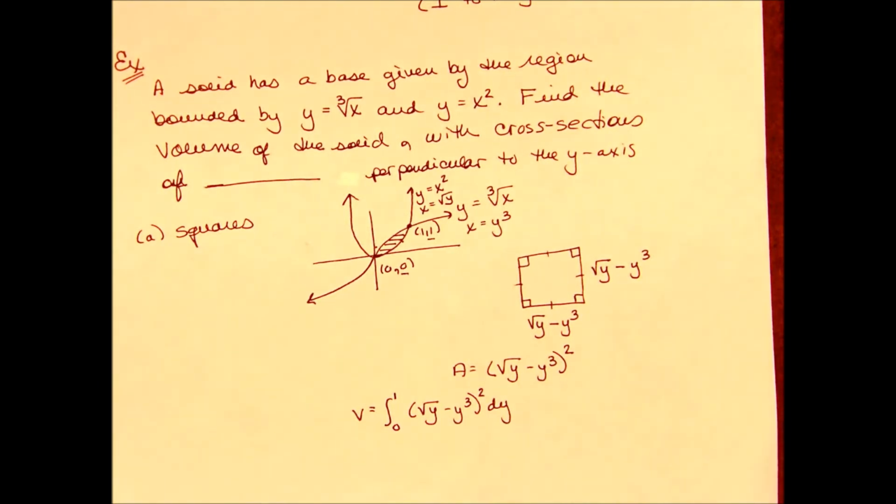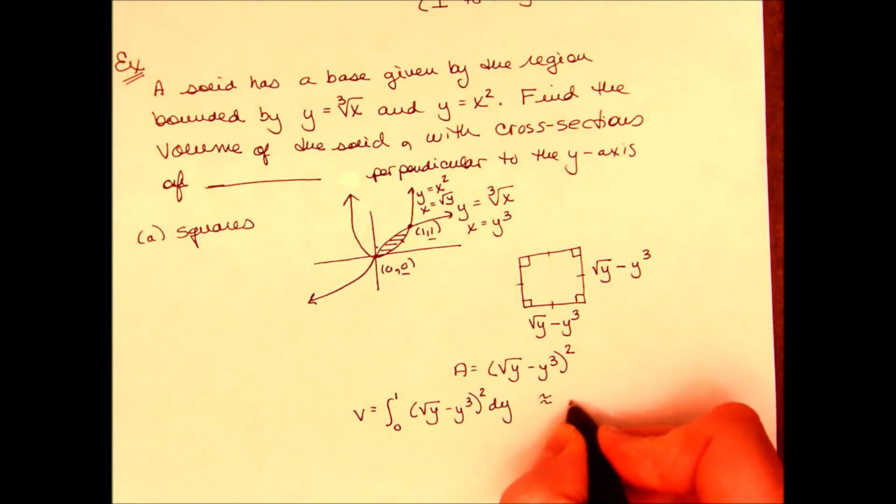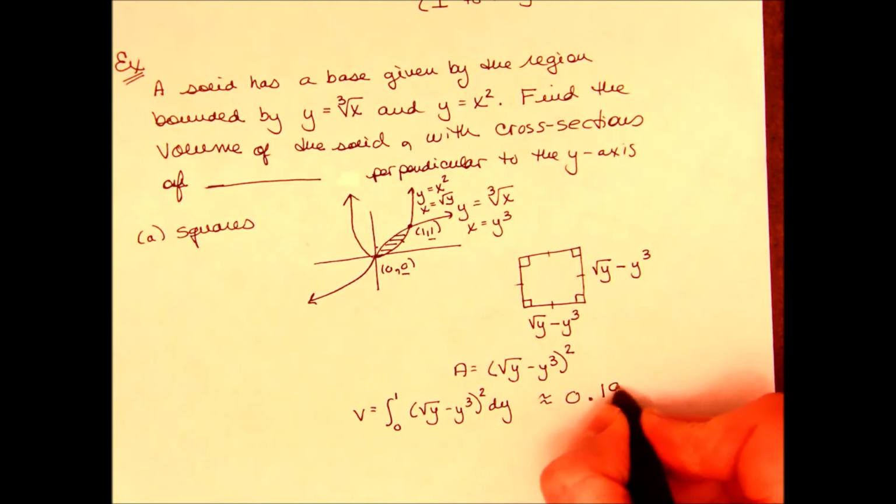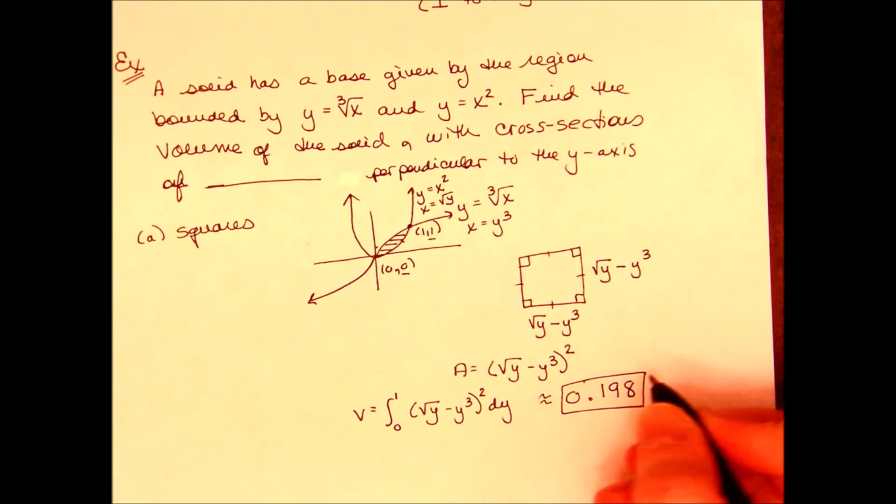At this point, go to your calculator, do fnInt. Remember, it doesn't matter if you type it in using an x or using a y. It's just the name of the variable. It doesn't affect anything on the calculator. And I'm pretty sure that you're just going to get a decimal for this one, and that's going to be fine. So I'm getting about 0.198 for that volume.